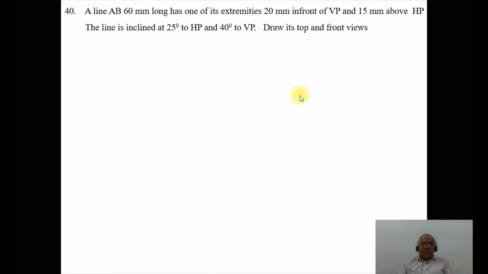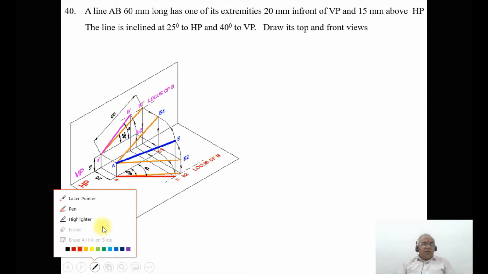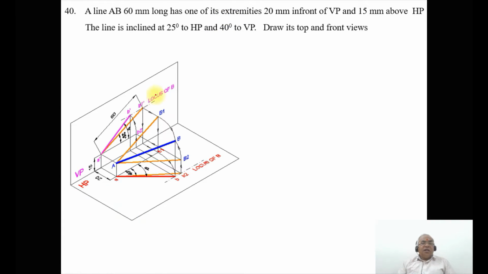So the problem is given. Now we need to analyze this. We have a line AB, 60 mm long, that has one of its extremities. One of its extremities means what? It means one end of the line. He says it is 20 mm in front of VP and 15 mm above HP.